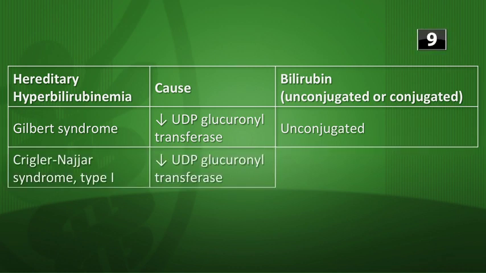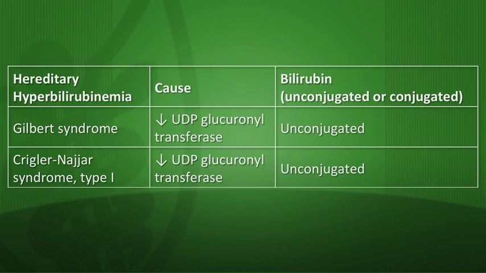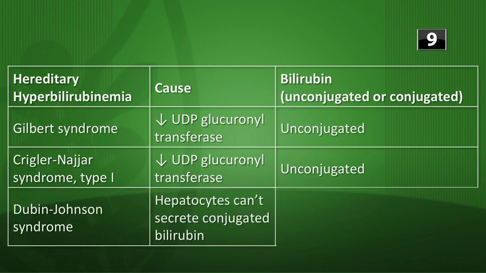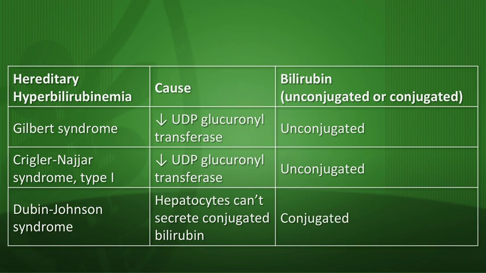Crigler-Najjar syndrome type 1 is a much more severe deficiency in the same enzyme, UDP glucuronosyltransferase. So again, you'll have even more unconjugated bilirubin. Gilbert syndrome is just a tiny elevation in unconjugated bilirubin, and that's usually clinically insignificant most of the time. But with Crigler-Najjar type 1, you have high bilirubin and jaundice and even kernicterus. There's also a Crigler-Najjar type 2, which is much milder than type 1, much like Gilbert syndrome. And then Dubin-Johnson syndrome is a disorder where the hepatocytes can conjugate the bilirubin, but they can't secrete that conjugated bilirubin into the bile. So here you see elevated conjugated bilirubin in the blood. This is also mainly a benign condition.